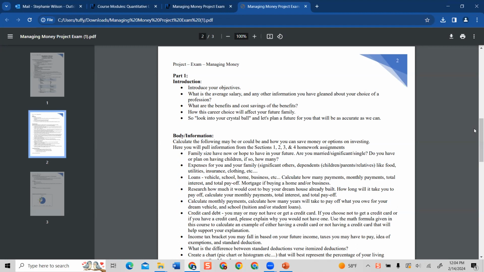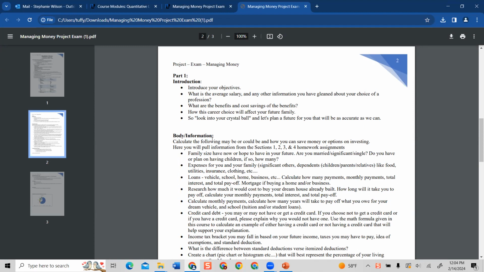And you may not have your own family, but you may be taking care of your parents or grandparents or siblings or cousins or whoever, aunts, uncles. So, that is still your future family. So we're just looking at this as a crystal ball, and we're just planning a future. It will not always be exactly accurate, but we're just getting as close as we can so you can have an idea.